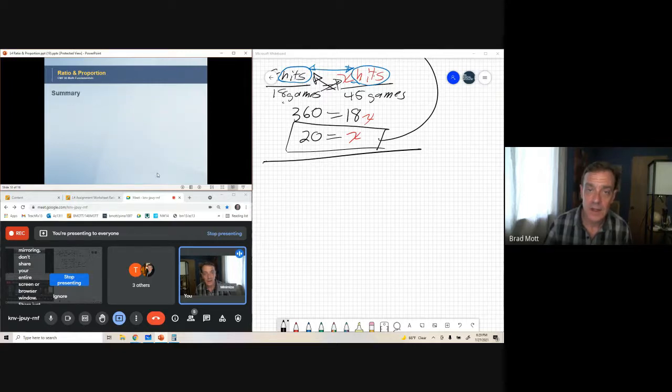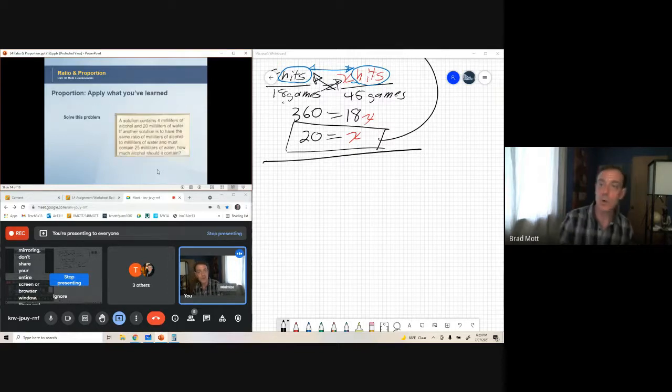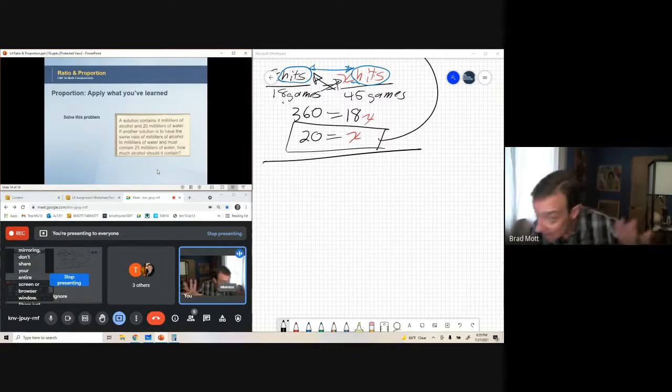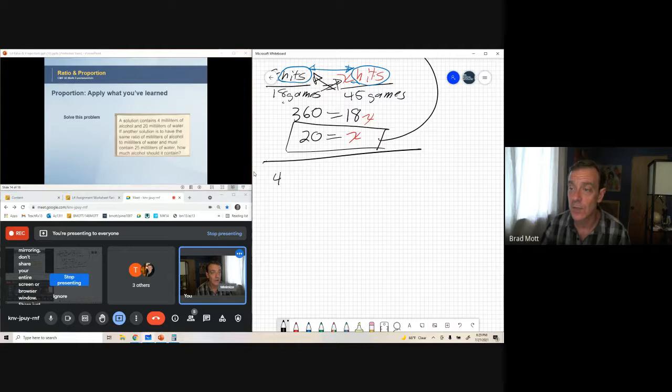Let's do one more story problem. So I'll work through one more that's more kind of medical, so I'll apply a little more to the world that you're entering here. So you have a solution that contains 4 milliliters of alcohol and 20 milliliters of water. So I'm going to write that as 4 milliliters of ethanol in this case, and 20 milliliters of water, H2O.